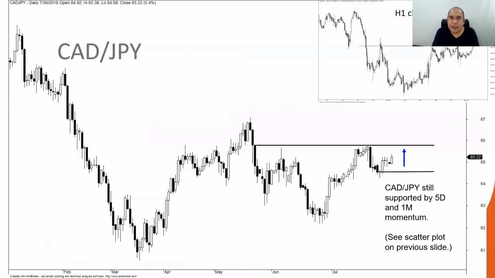So those are the insights that you would gain from these types of models. To put it another way, let's look at the chart of CAD-JPY. CAD-JPY sold off for most of the year. It's been range bound since March, and right now it has formed a higher low above 84, and it looks like it has a little bit more upside. And I wouldn't have looked at CAD-JPY had the scatter plot model not told me that there was an opportunity to trade CAD-JPY.